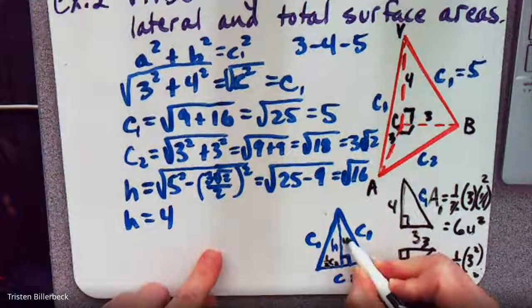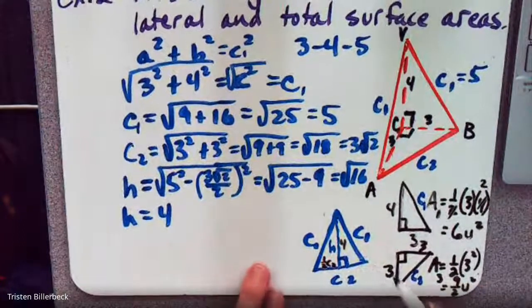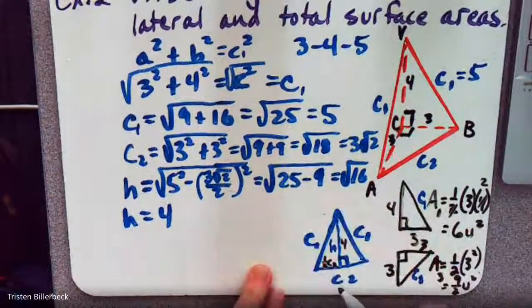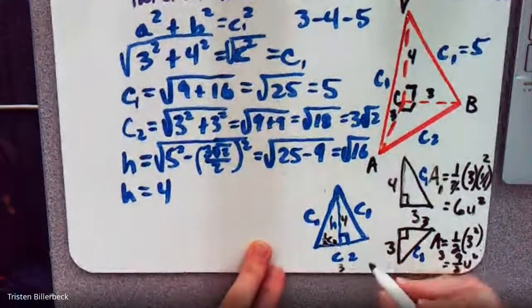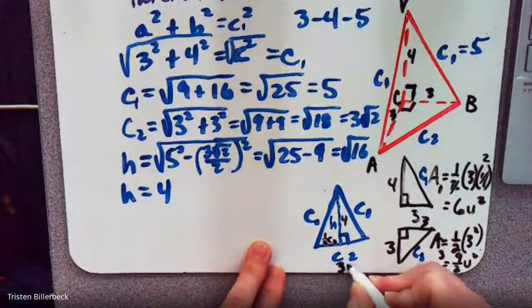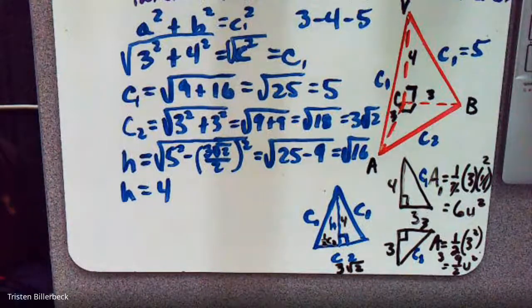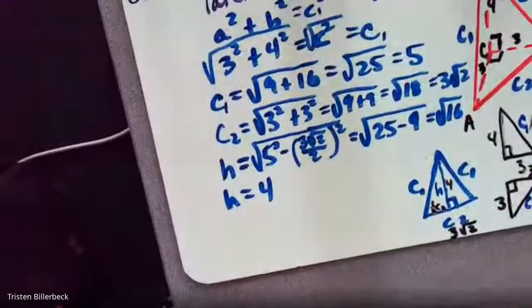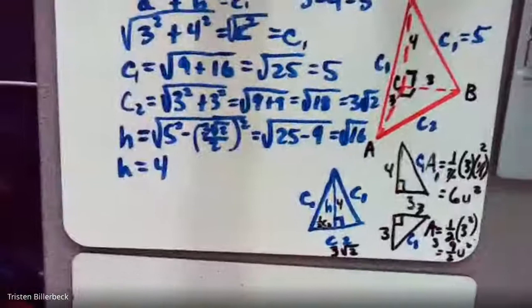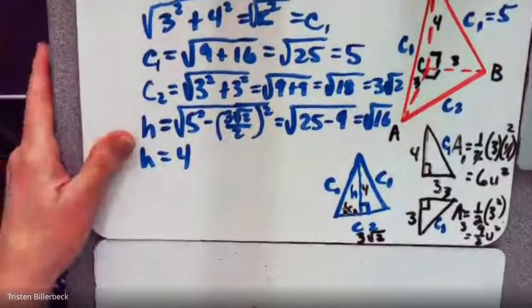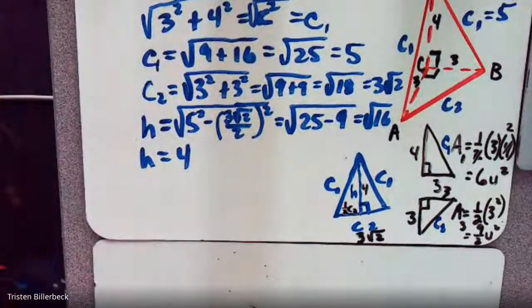So that's 4. And we had C2 was 3 square root 2. Okay, so let's put this all together. Let's get these areas together. So another board so we're organized here. Whoops, sorry about that. Okay, so let's get some space here with this board.